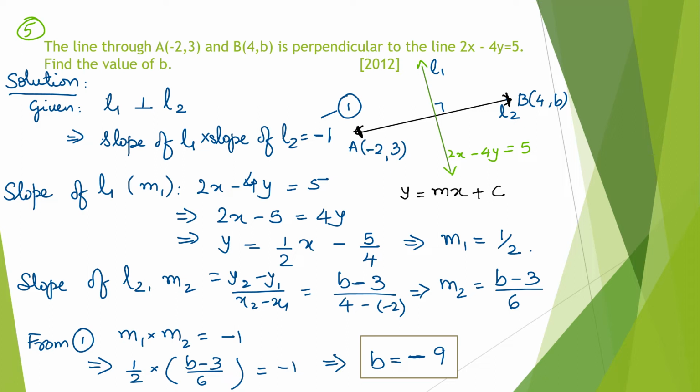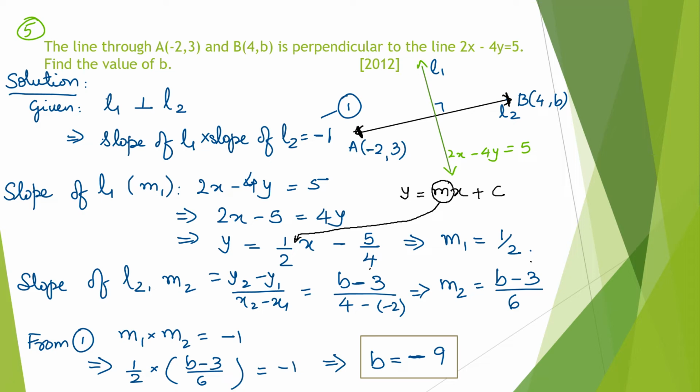I'm making it positive, and that will give me 2x minus 5 is equal to 4y. And then I divide everything by 4. So 2 by 4 will be equal to 1 by 2 minus 5 by 4. That means my slope m, if I compare it with this one, is going to be equal to 1 by 2. So for L1, my slope m1 is equal to 1 by 2.